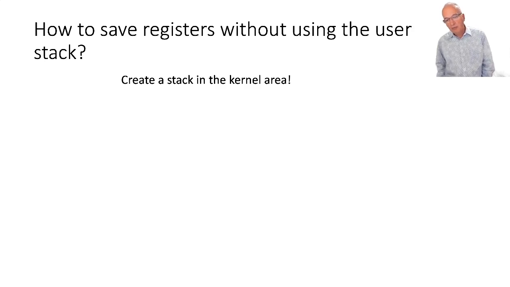So now I have a problem, because I don't have temporary registers in RISC-V. In MIPS, I had 2 temporary registers, which enabled me to do the initial work. RISC-V does not have those 2 temporary registers. So one solution that I can do is to create a stack in the kernel area. And that is what I'm going to explain in the next part of this lecture.